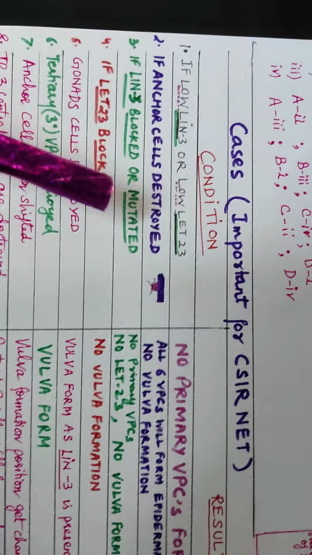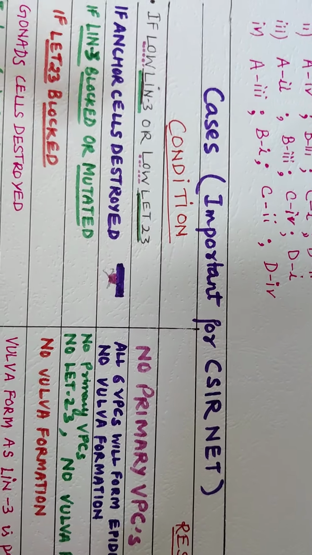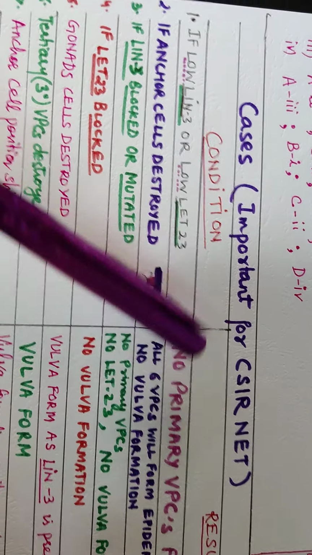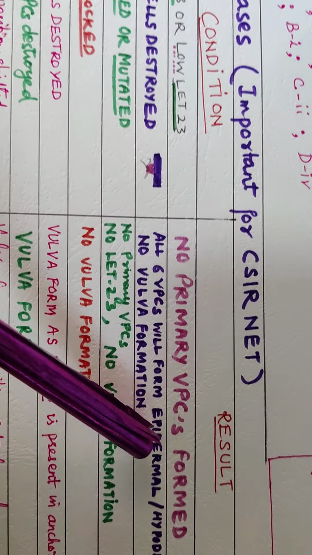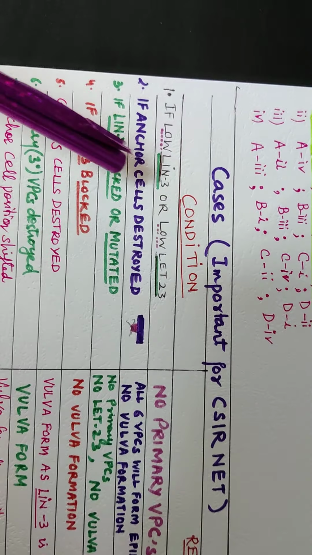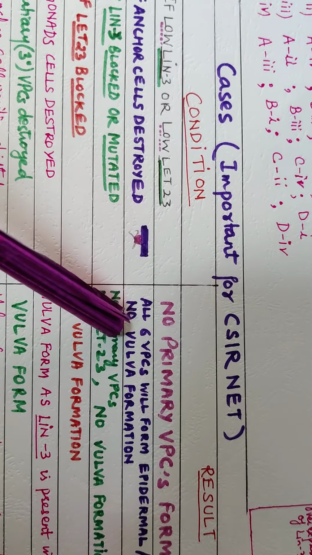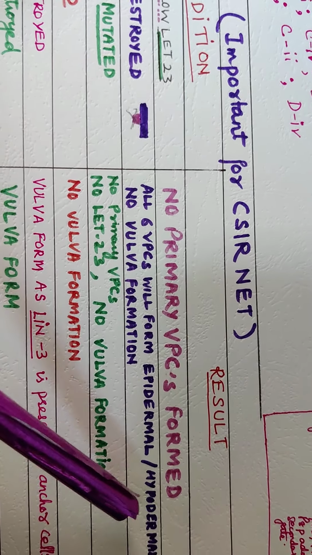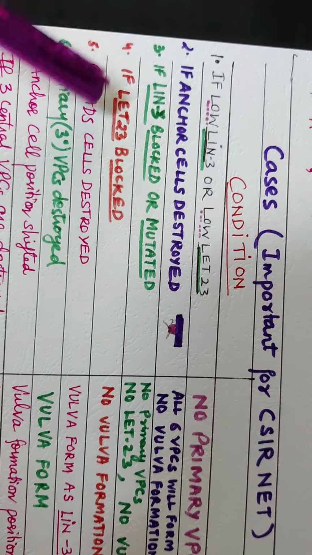Now we'll see certain other cases which can be seen in the CSIR NET exams, with conditions and their results. If low lin3 or low let23 is there, no primary VPCs will be formed. If the anchor cell is destroyed, ablated or removed, all 6 VPCs will form epidermal and hypodermal tissue. No vulva formation will take place.